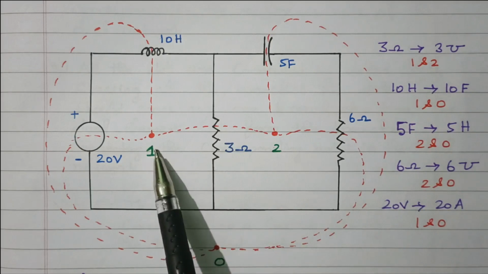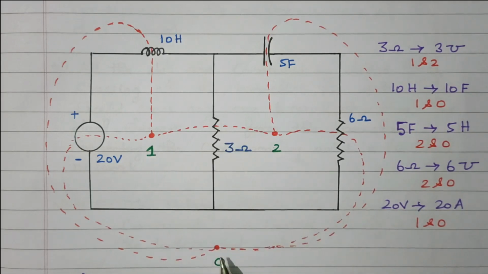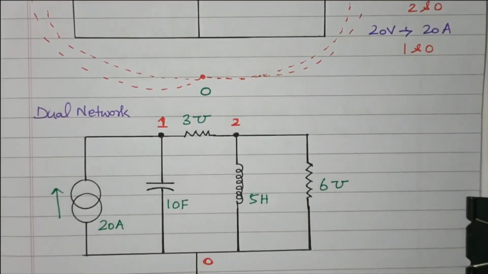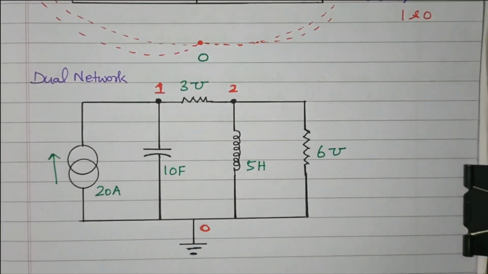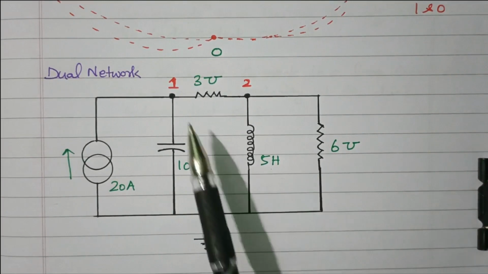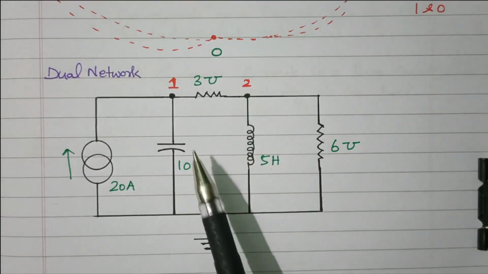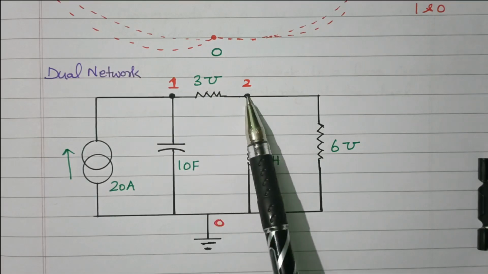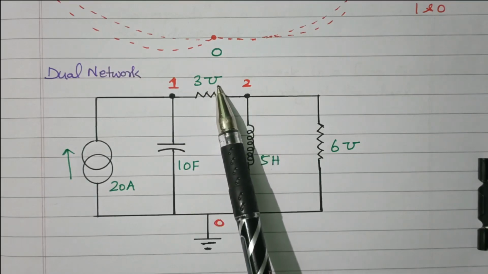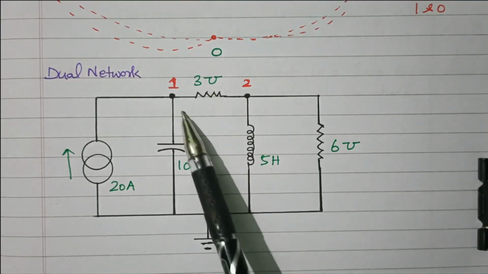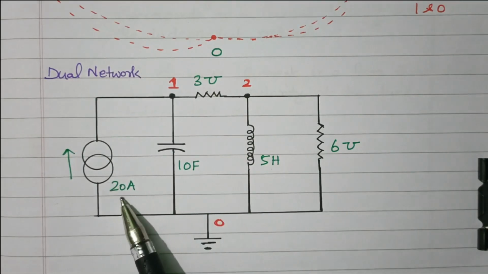So dot 1, dot 2 and dot 0 are available. Then how to draw the dual network? We have to put the dots on a plain paper. 1, 2, 0. 3 dots are placed. Now we can connect the dots. Between 1 and 2, 3 mho conductance is available. Between 1 and 0, two elements are available. One is a current source, 20 ampere.